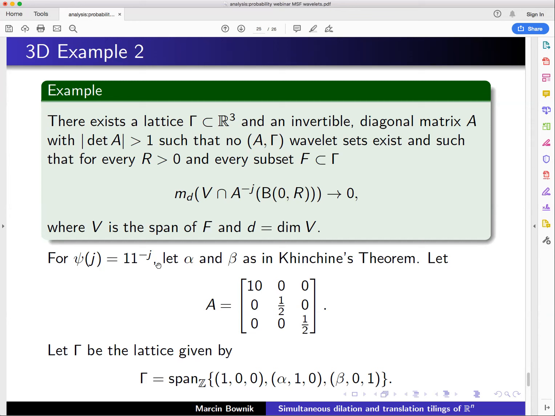You take numbers alpha, beta by the Khinchin theorem for a psi that goes pretty fast to 0, like 11 to the power negative j. Then this is your lattice: 1, 0, 0; alpha, 1, 0; and beta, 0, 1. And then one can show that somehow those volumes actually go to 0, but yet the wavelet set will not exist. It will not exist because when you look at the number of lattice points in the negative dilates of the unit ball under this matrix, and look at reciprocals, you get a summable series, and that's what is happening.